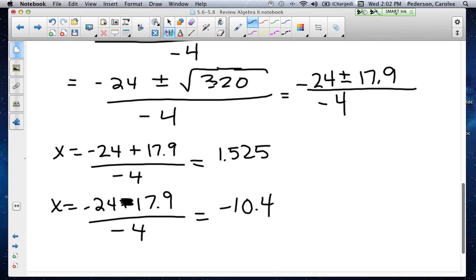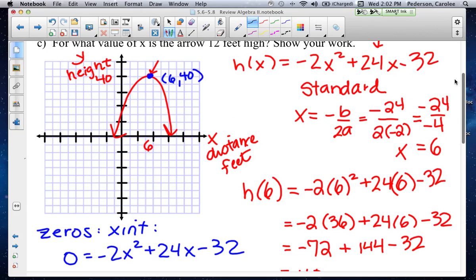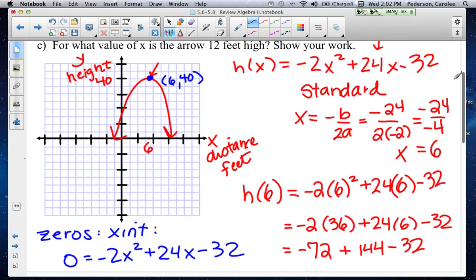Of course, those are approximate answers. So then I'm just going to round those to about 1.5 and 10.5. If I go back and graph those, here would be 1.5, here would be, let's say 10.